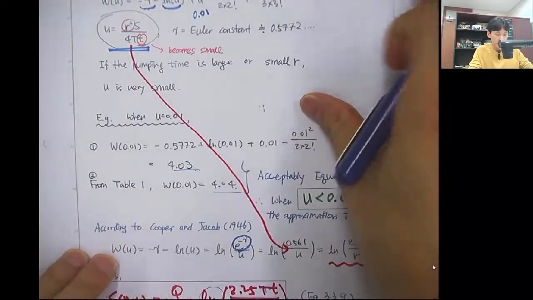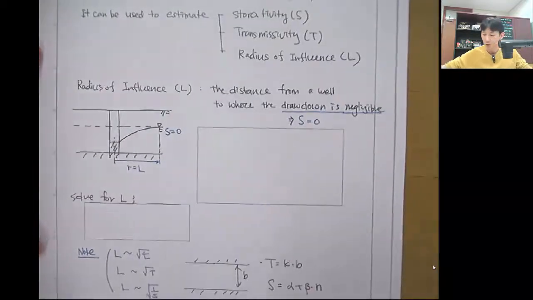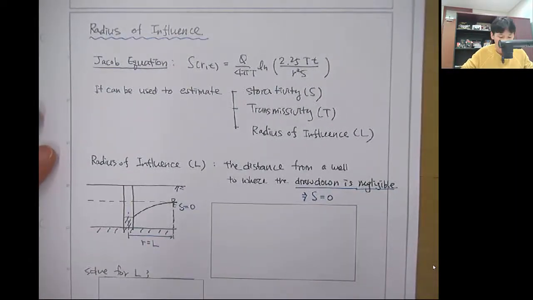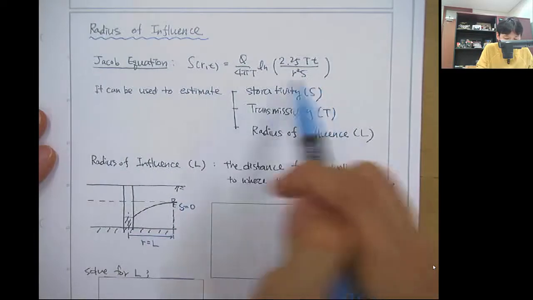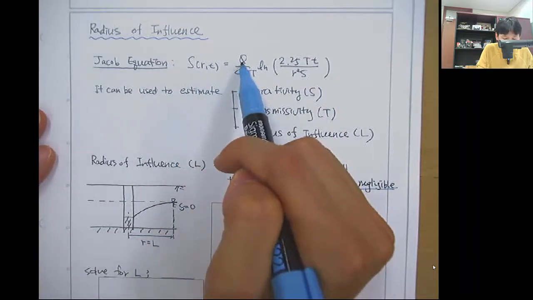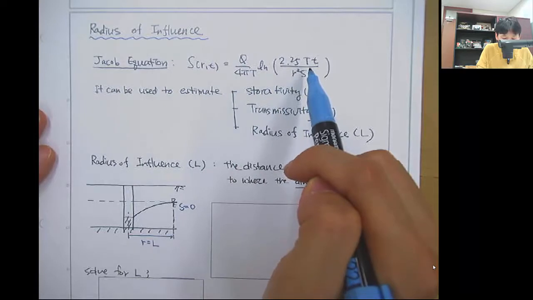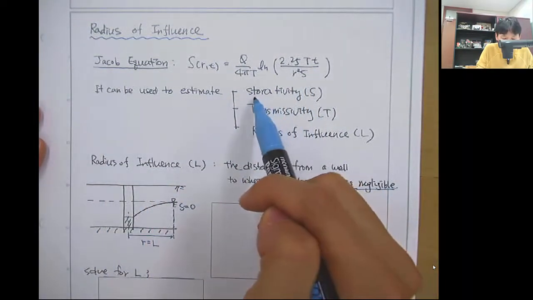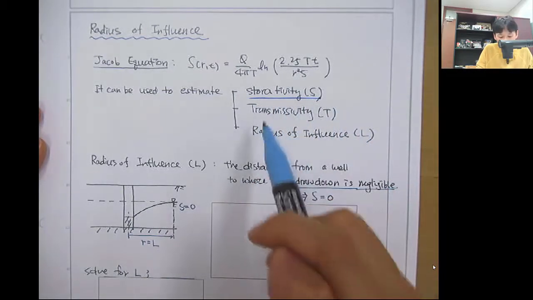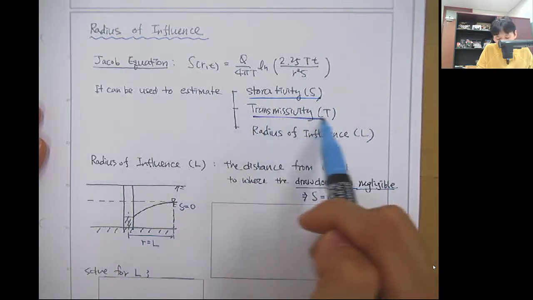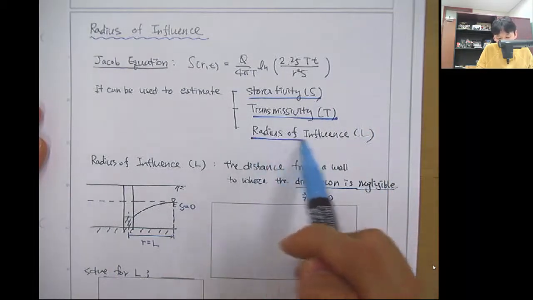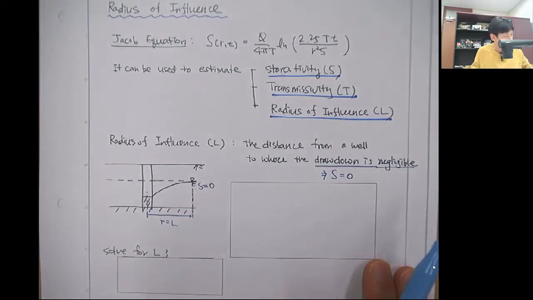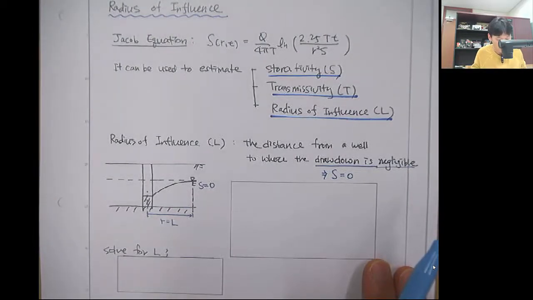Then next up, using this Jacob approximation, we can also calculate the radius of influence. If you look at this equation, the s is a function of Q, T, r, and the S. So it can be used to estimate the storativity, or storage coefficient, and the transmissivity, the large T, and the radius of influence L. So let's derive the equation for the radius of influence L.